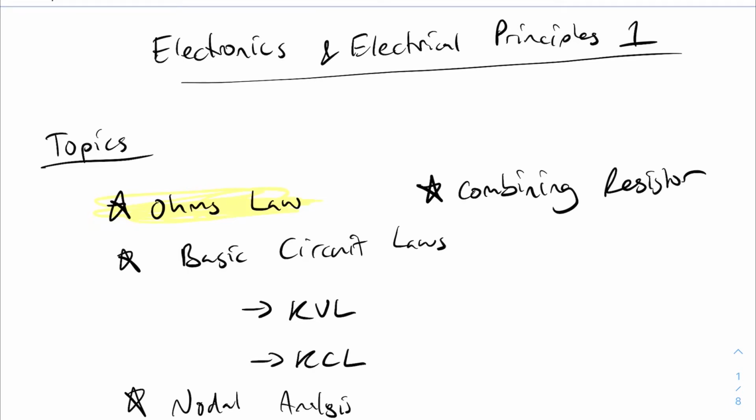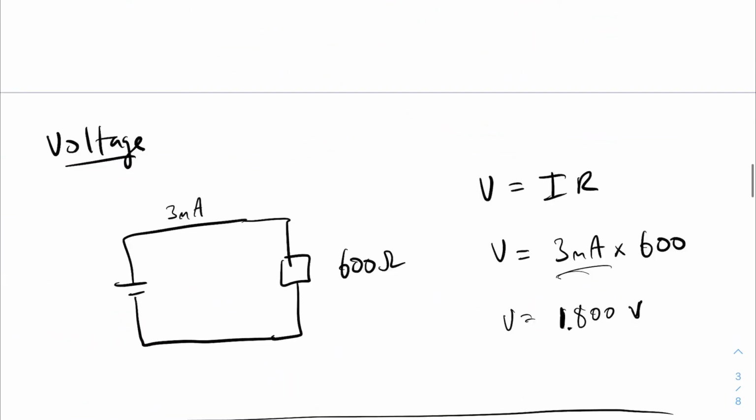So we've just now finished combining resistors and we've also done Ohm's law. So we're moving on to basic circuit laws, which are KVL and KCL. If you don't know what KVL and KCL are, we'll cover them now. KVL being Kirchhoff's voltage law and KCL being Kirchhoff's current law. So let's get down to basics.